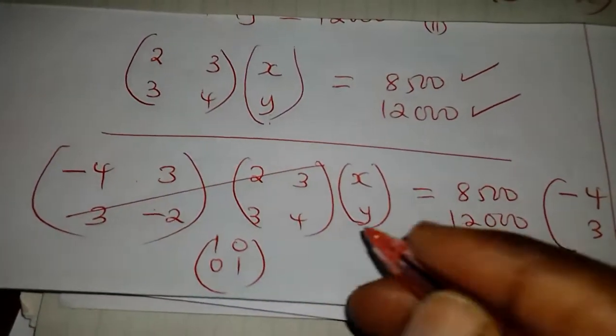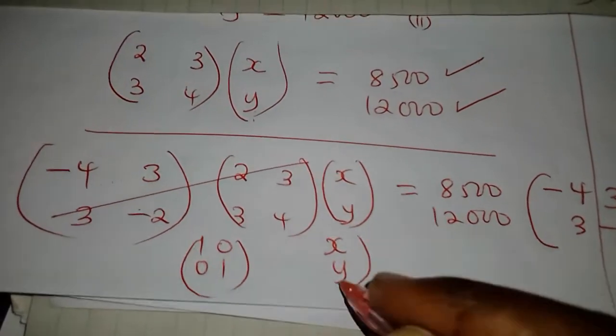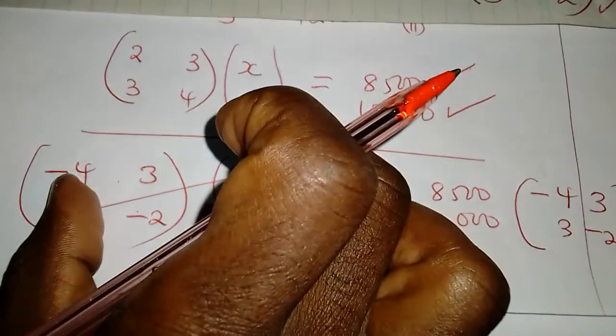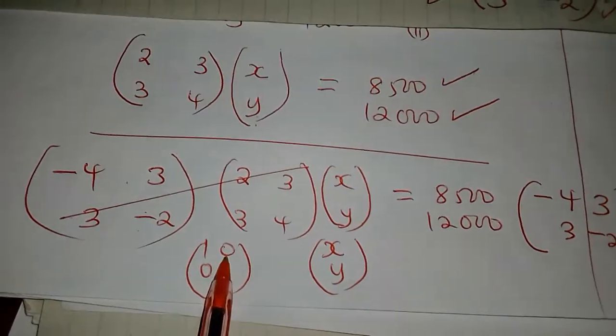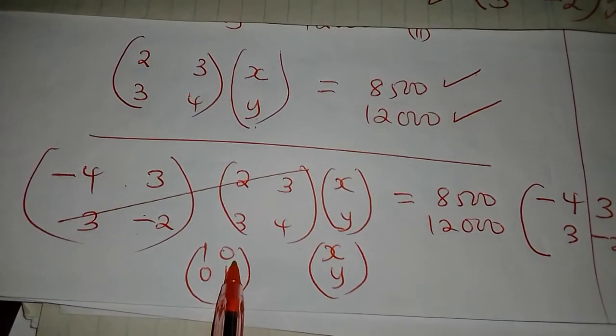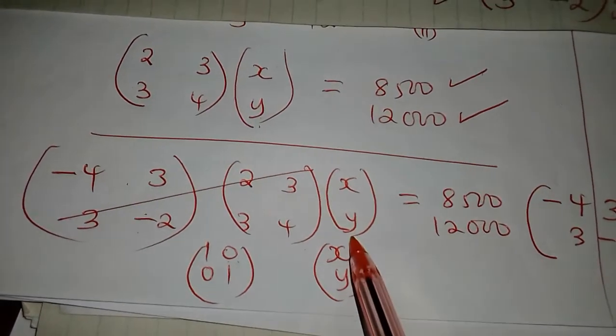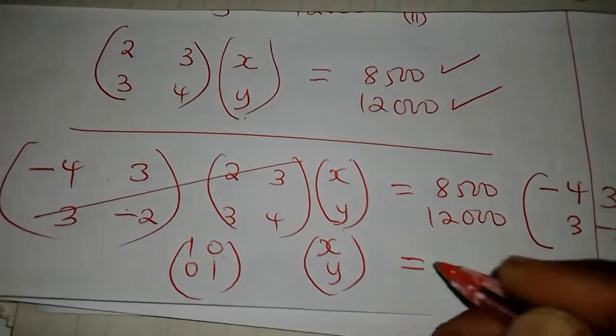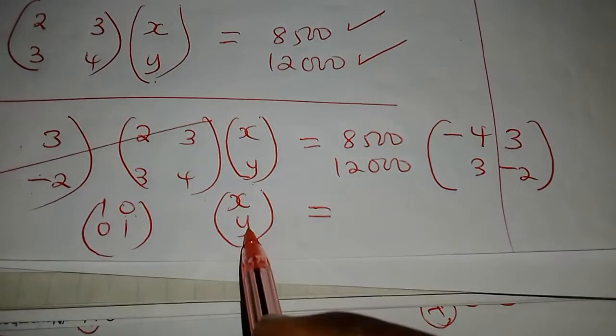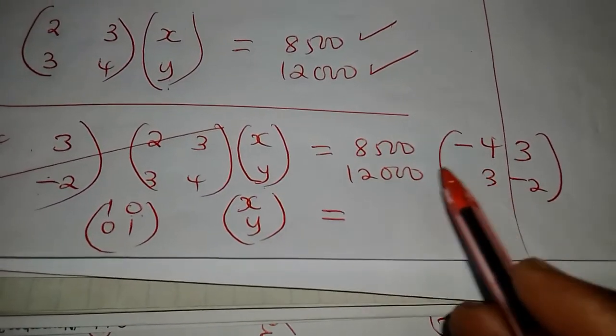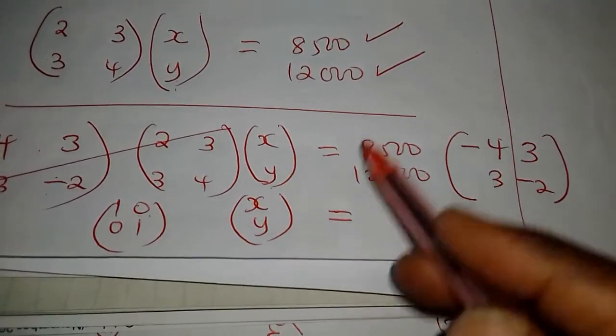Then you can just leave it like that. So that gives you x, y. There's nothing you can do with this. Once you get the identity matrix, you can leave it at that point. Then come back here, you have x, y is equal to. The most important part that can give you the values of x and y is this. You cannot multiply this; you have to interchange them.